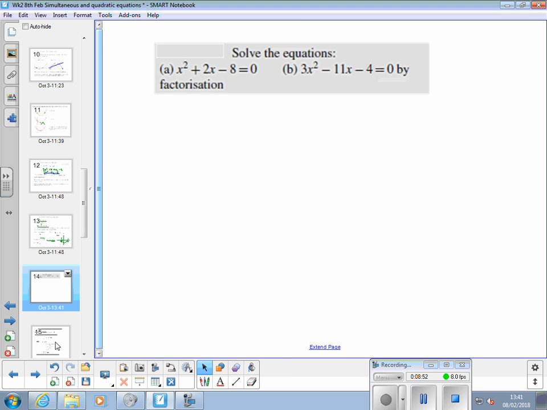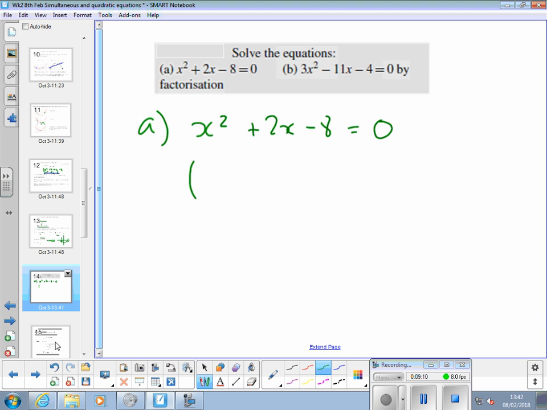So, let's have a look at solving these by factorization. x squared plus 2x minus 8 equals 0. We know that we're going to have two pairs of brackets equal to 0. And to multiply them out and get x squared, we must have x and x in those two positions.